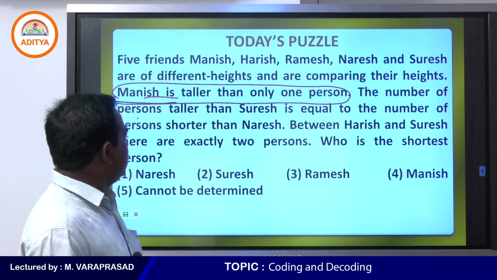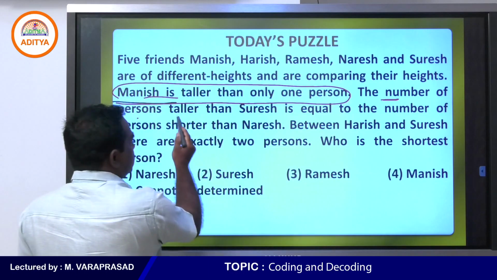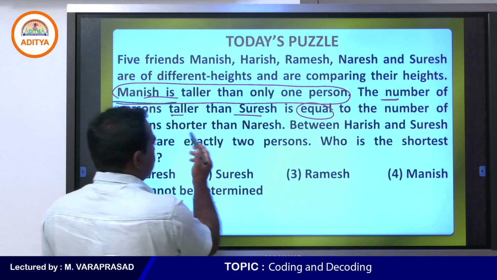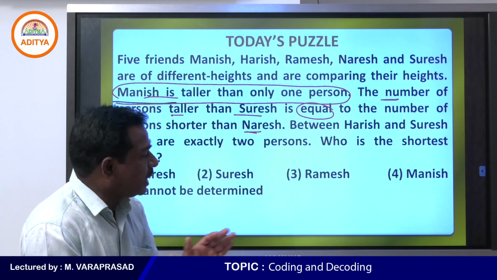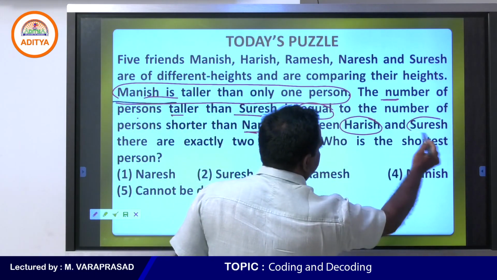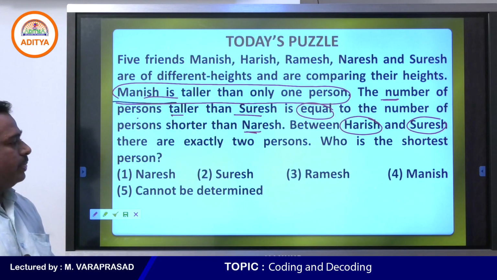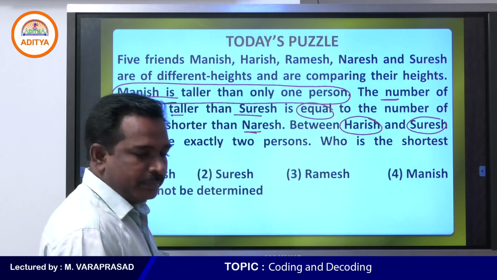The second condition: the number of persons taller than Suresh is equal to the number of persons shorter than Naresh. This is the second condition. And one more condition is there here: between Harish and Suresh, exactly 2 persons are there. Now the question they are asking: who is the shortest person?